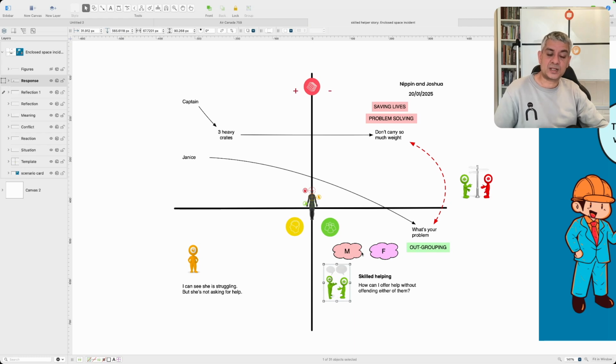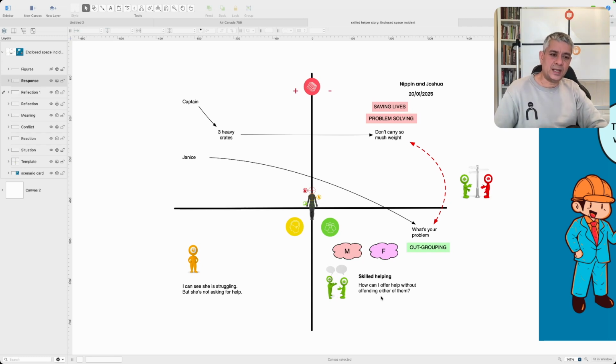And this was not a simple, straightforward solution where I could just go to somebody and say, "Don't carry so much weight." There's much more going on here. I'm disrupting a very delicate balance between two subcultures that are working together, the male subculture and the female subculture. And I have to be very, very careful when I intervene. When you're in a situation like this, and you are in such situations most of the time when you work in a cultural environment, you would not go straight in, you would probably ask a question keeping in mind the cultural context. In this case, how can I offer help without offending either of them?